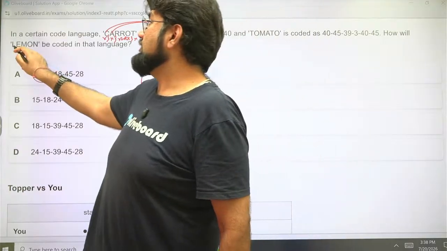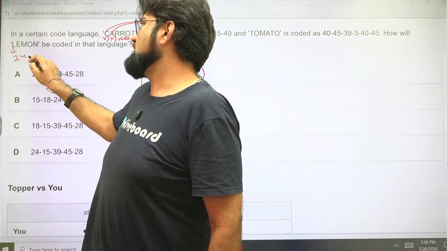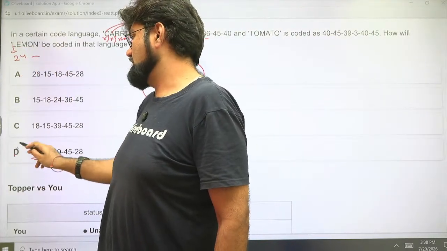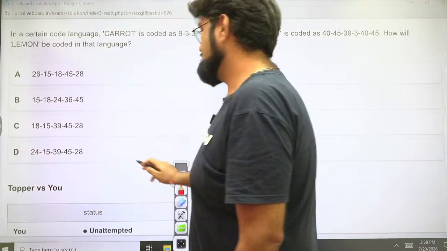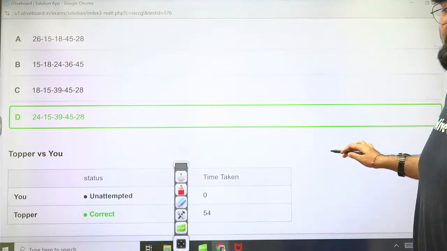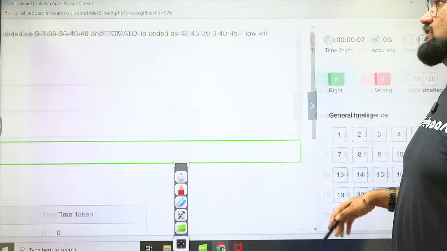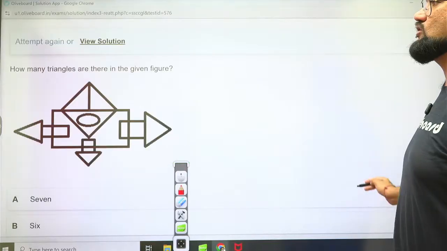L is 12, 12 is even. 12 will be doubled. So we'll have 24 as the first letter, which is only here, option D. Option D is the correct answer. You'll have to identify very quickly, okay? 54 seconds. Probably the topper came back to this question later on.